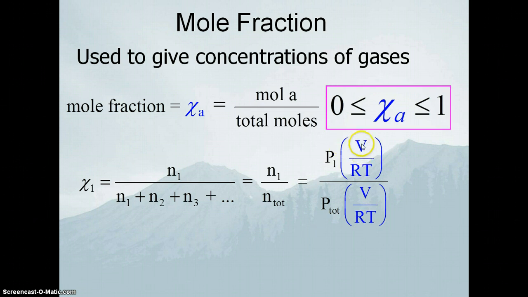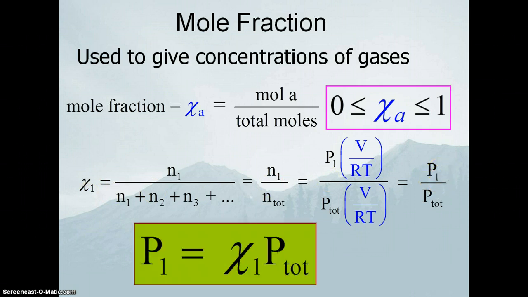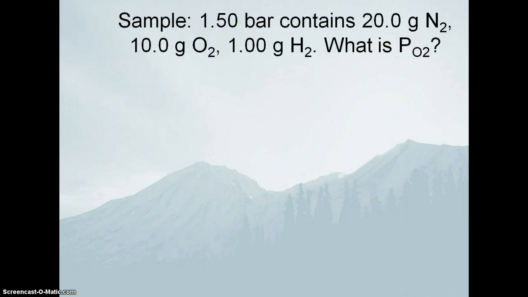Well, since all the gases have the same volume, because they're in the same sample, and they have the same temperature, because they're in the same sample, these terms cancel each other out, and so the mole fraction of component 1 is actually equal to the pressure of component 1 divided by the total pressure. And so if we rewrite that into a more useful format, it simply says the pressure of component 1 is equal to the total pressure times the mole fraction of component 1. That's all it is. So one of the simplest questions we can ask is something like this.